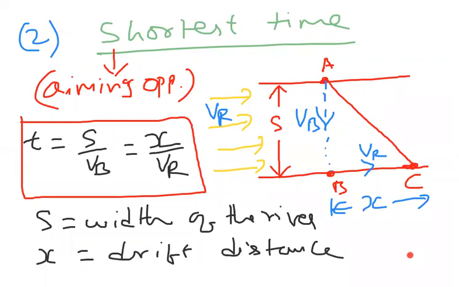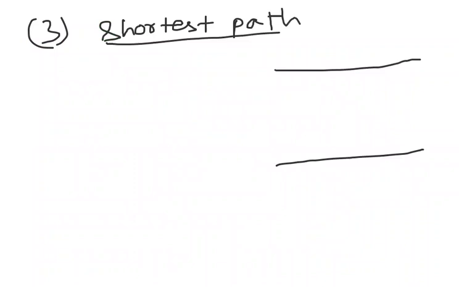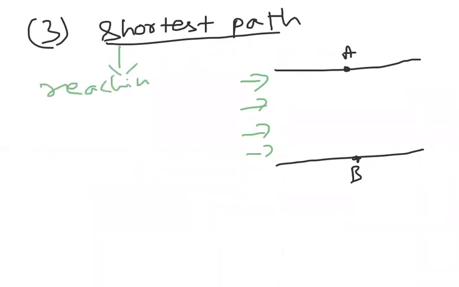Next. Now, shortest path. Shortest time over. Now we are going to discuss the shortest path. Shortest path is always a straight line. That means here this is A, this is B. We have to reach exactly A to B. Not aiming opposite, reaching exactly opposite. Previously aiming opposite point, now reaching exactly opposite. This is our concept now.